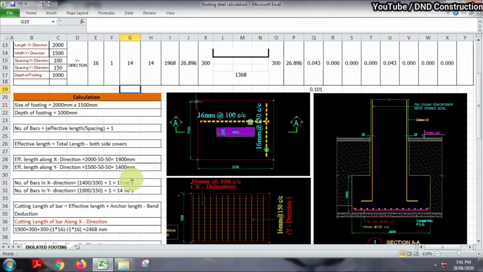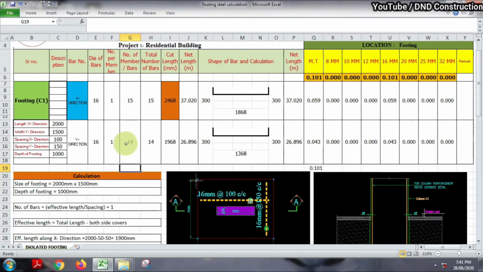As you can see, we have got 14 bars in this calculation also. When we multiply, since one member is there, the total is only 14 bars. So we will see this calculation, cutting length 1968. This is also the same in the y direction.